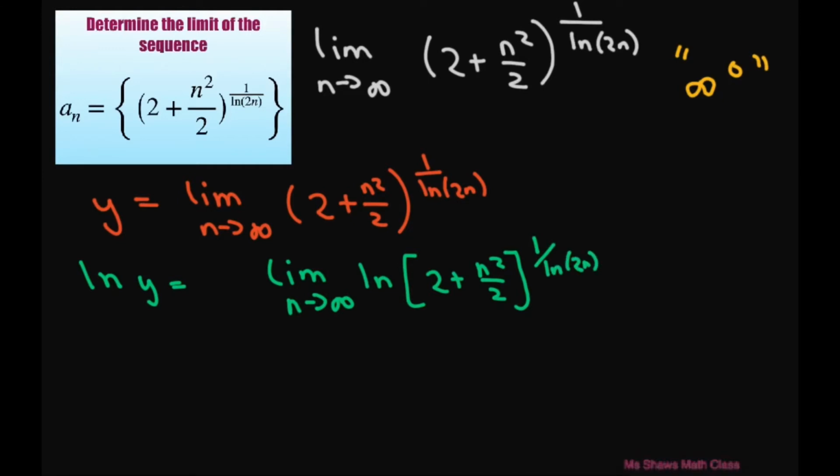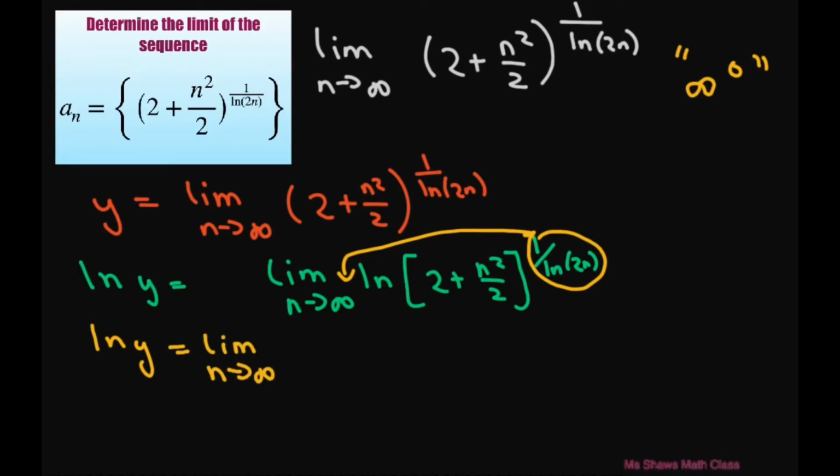Now, using my properties of natural logs, I can move this power in front. So now I can write this as ln of y equals the limit as n approaches infinity of 1 divided by ln of 2n times ln of 2 plus n squared divided by 2. Now this gives you the form 0 times infinity.